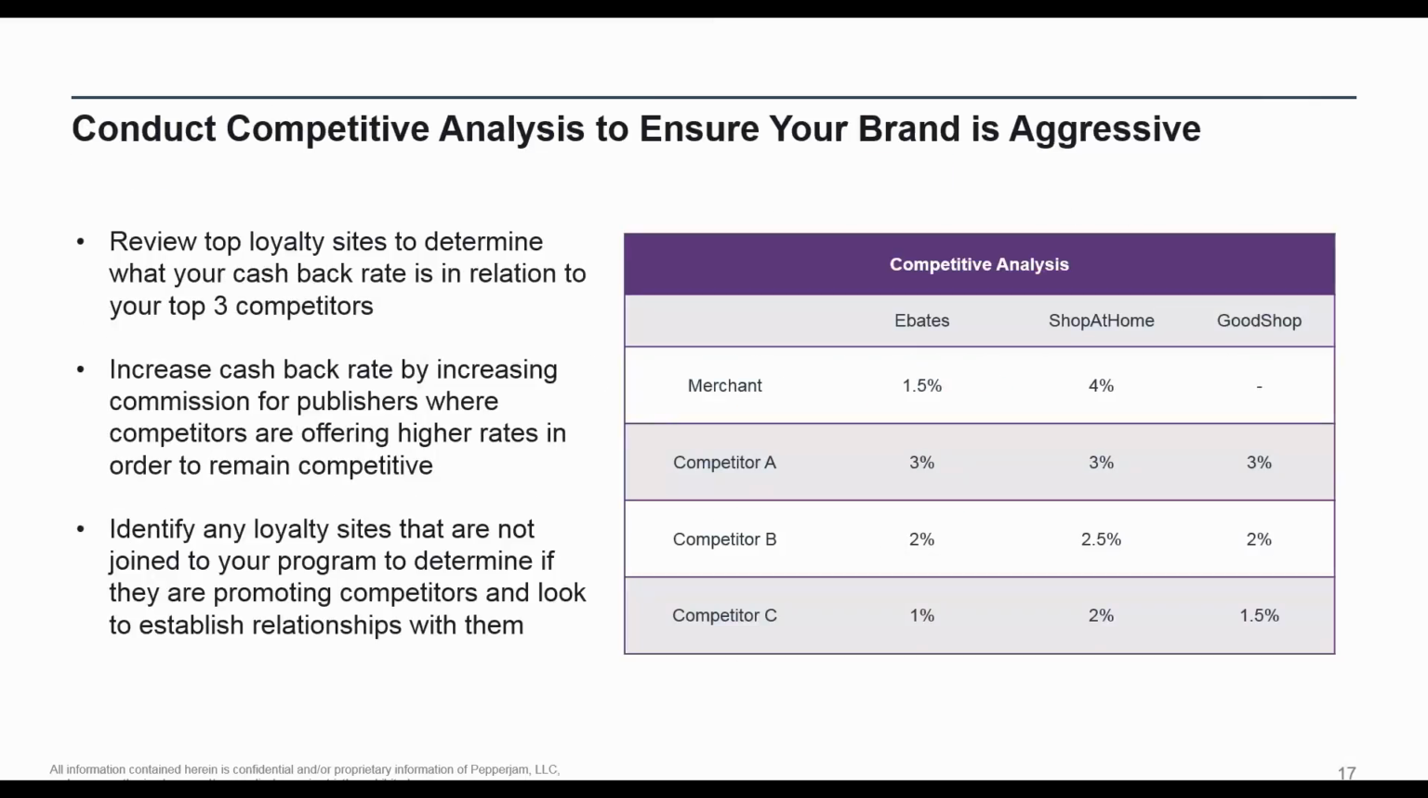One of the easiest ways to optimize is to conduct a competitive analysis and adjust your commission rates accordingly. Take a look at least once per quarter at the cashback offered by your top competitors. If your competition is listed at a higher percentage back to the member, you might want to consider increasing your payout to the publisher. Also conduct this analysis on loyalty sites you aren't working with. If your competition is promoted there, you should be partnered with these sites as well.